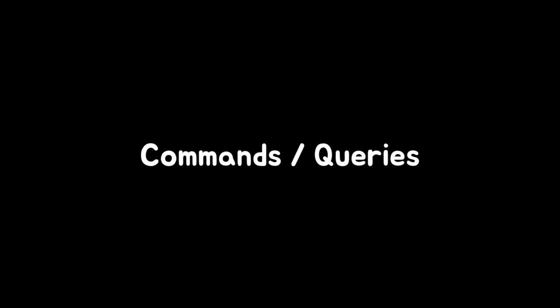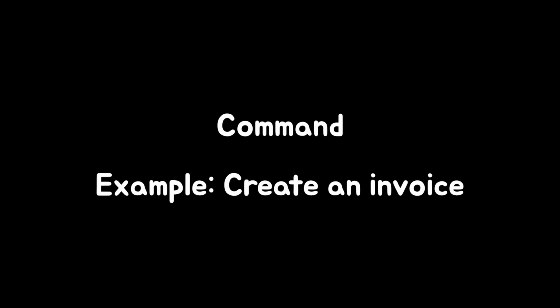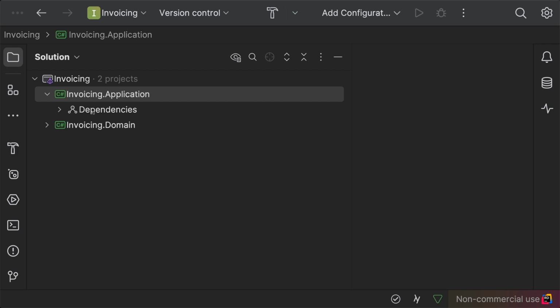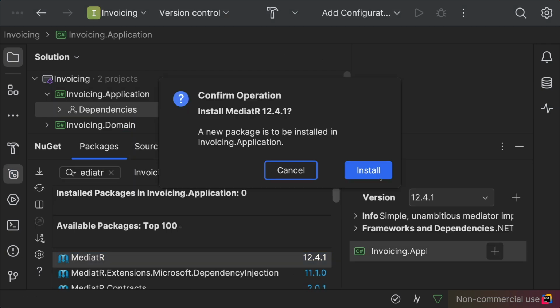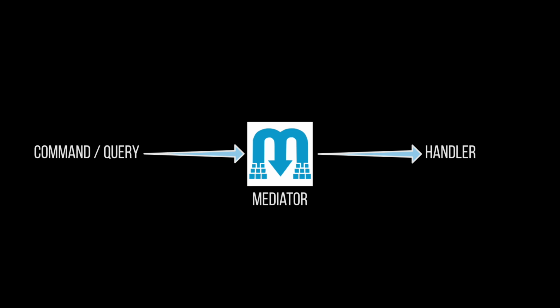We will handle these actions using commands and queries. A command is a request to perform an action. A query is a request for information. To manage commands and queries, we will use a library called MediatR. It allows different parts of the app to communicate. The cool part is they don't have to know each other.